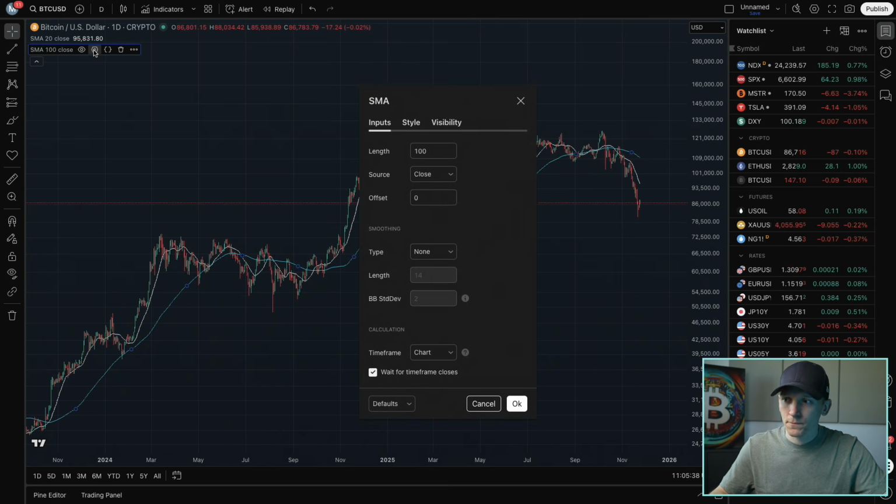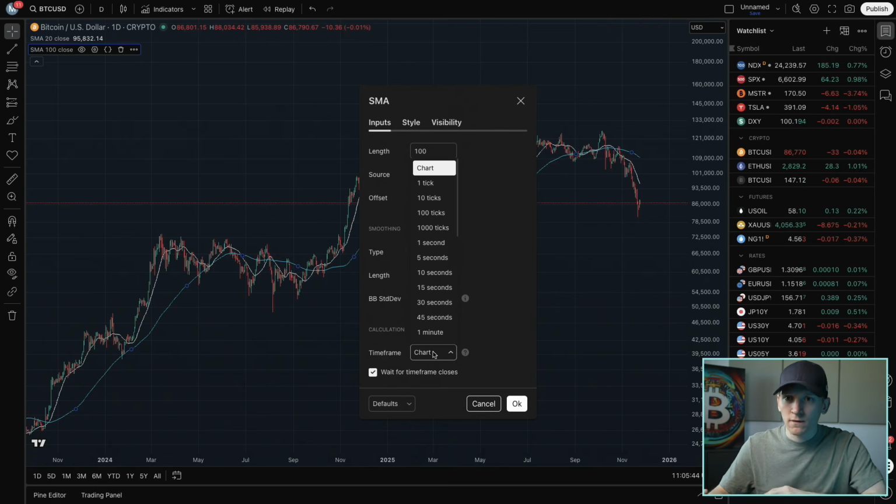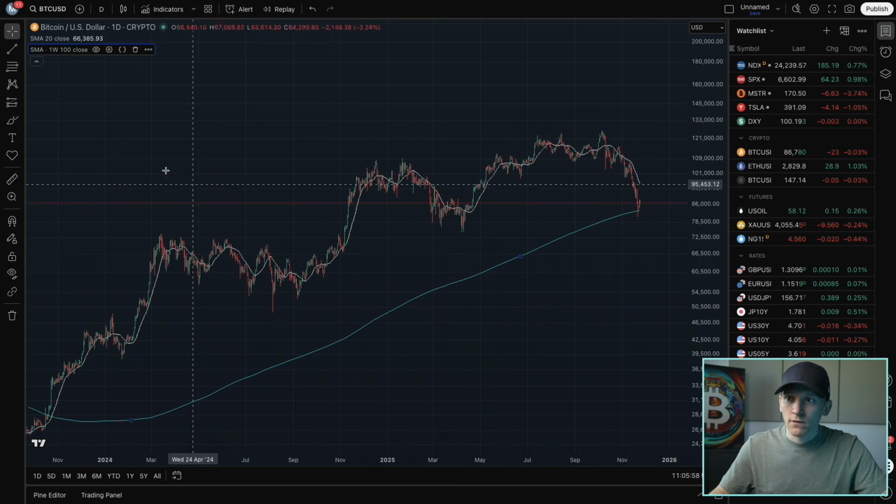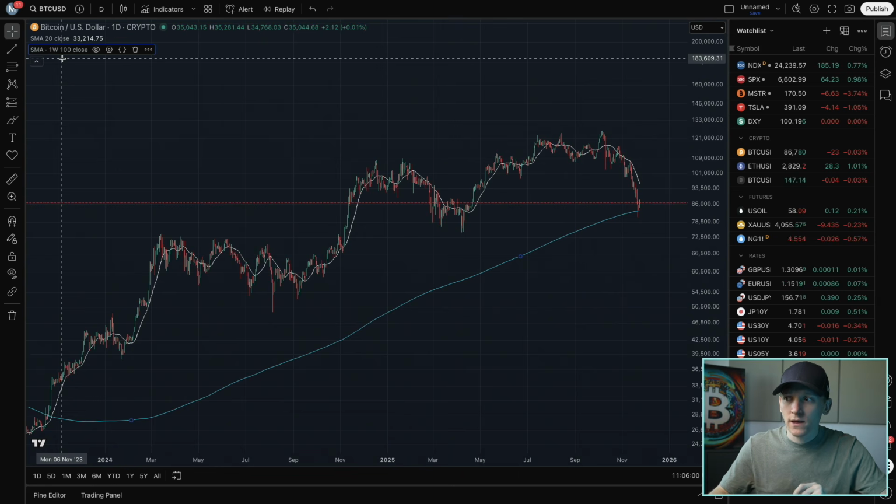I'm going to go to settings here. And down here where it says time frame, I'm not going to choose the daily chart. If you just click chart, then the price is going to move on whichever time frame that you have the chart on, which for me right now is the daily. I'm going to choose this 100 period to actually calculate 100 weeks. So I can go to the 1 week here, press OK. And now the 100 is the 100 week moving average, not the 100 day.